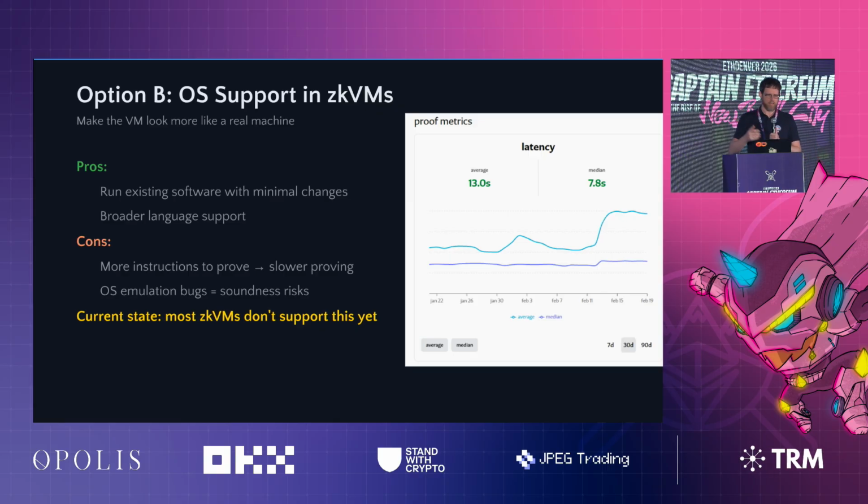So more complexity in the zkVM. I would say, anyway, if you look at ETHProof today, you can see that the average block takes 13 seconds, which is way too slow. The median block is also at 7.8, which is not great if you want a new block time of 6 seconds. So there is a need for optimization in the zkVM itself.